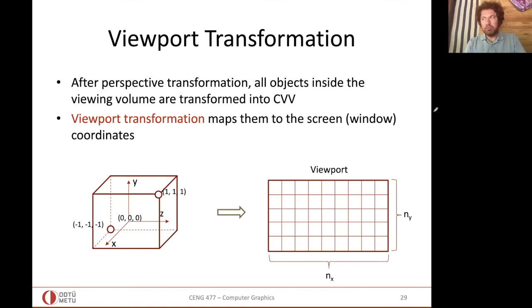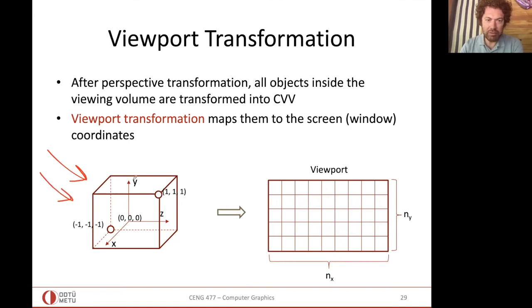So now, after all these actions, we are in this canonical viewing volume, no matter how you come here. Even if you do perspective projection, you will land here, or you do orthographic projection, you will still land here. And this is a special place because everything runs from minus ones to plus ones. So it would be very easy to map them to 2D coordinates as following.